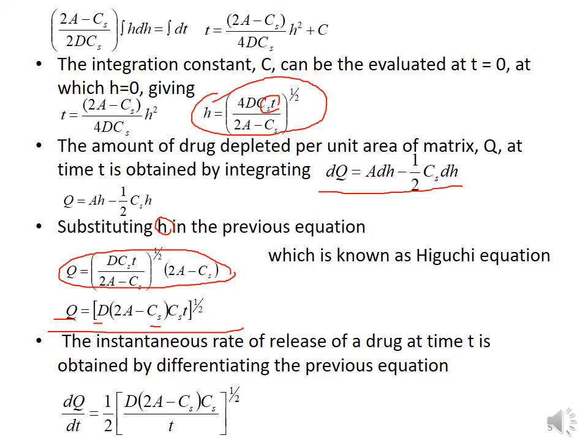So therefore, if we have a drug dispersed in an inert matrix, the release rate will decline with time, and it will not be constant or zero order release.